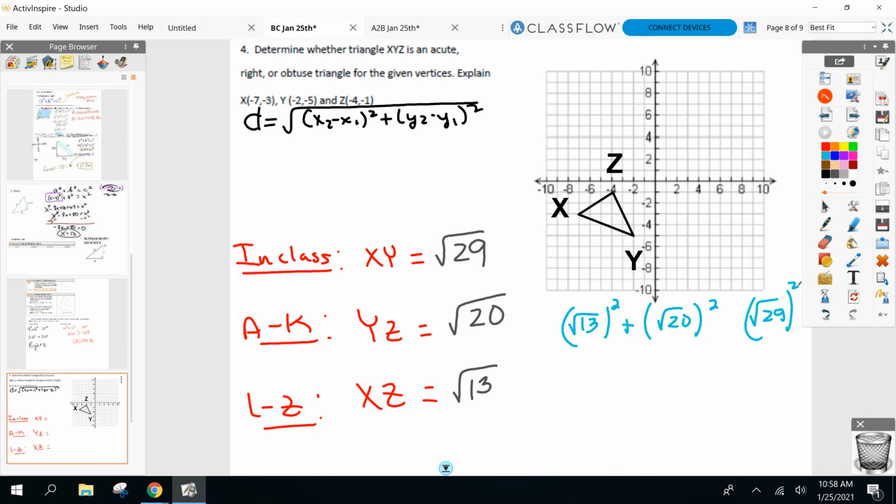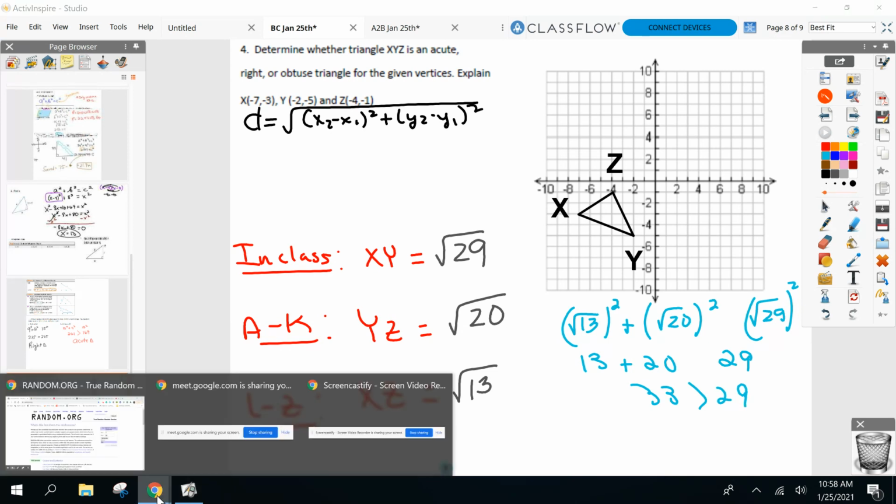What are you guys noticing when you square a radical? As you guys use your calculators now, what are you noticing? It's just the radical disappears, right? So you get 13 plus 20, and 29. So 33 bigger than 29. So the a squared plus b squared side came out to be bigger.